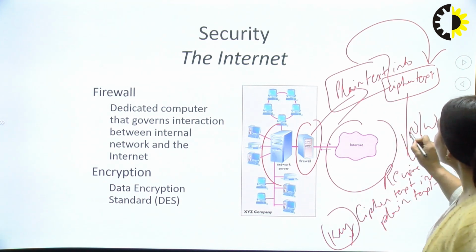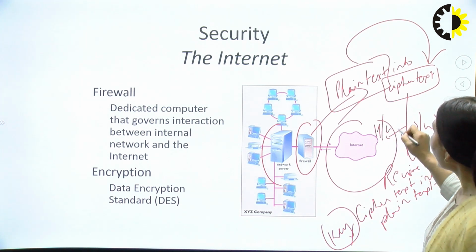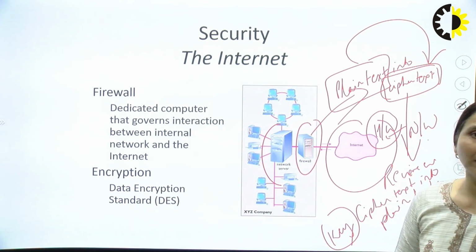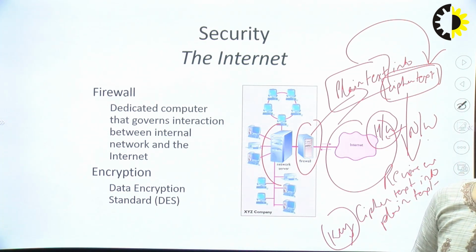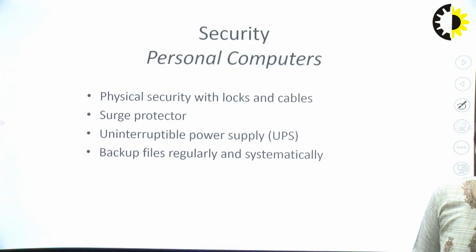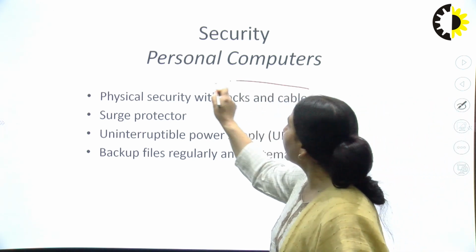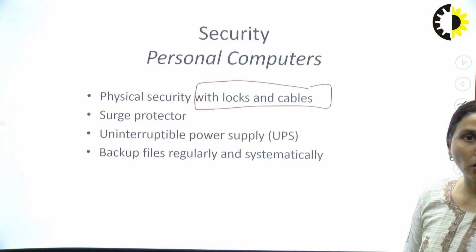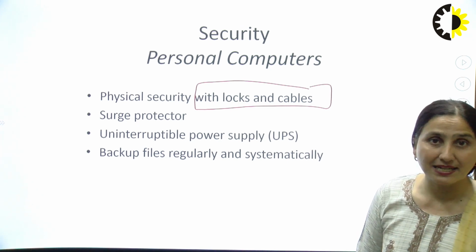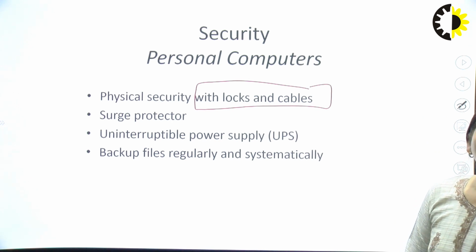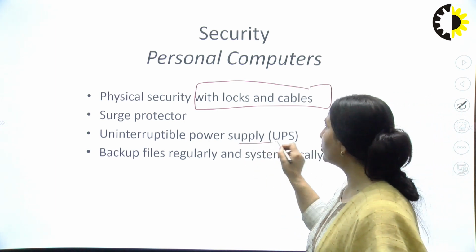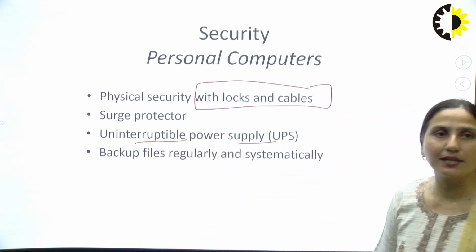During the transmission, if there is any hacker, the hacker will only have this coded message transmitted through the network, and if they don't have the key, they will not be able to decrypt that data. Then again, for personal computers, physical security with locks and cables. We can apply physical security with the help of different types of locks, and the type of cables that can be used for safeguarding the system. A surge protector can be there. An uninterruptible power supply needs to be there, so that there is no sort of interruption occurring.